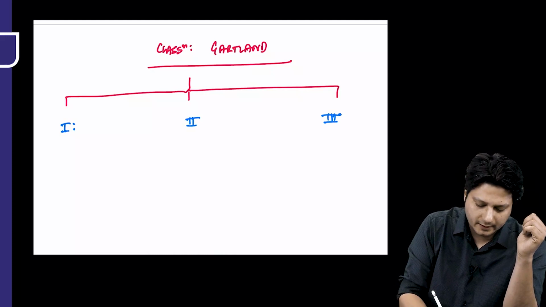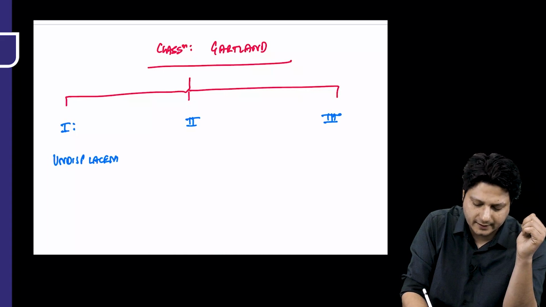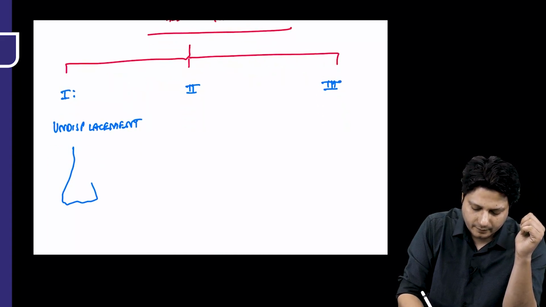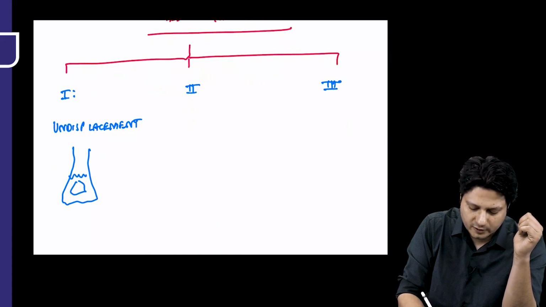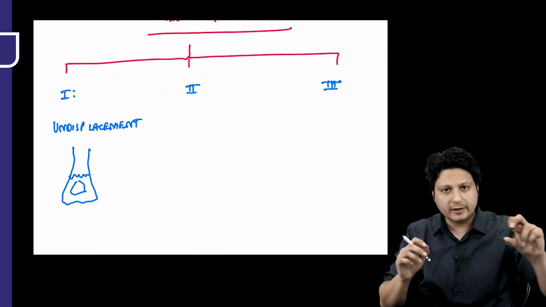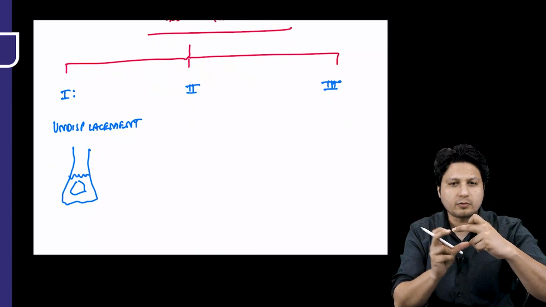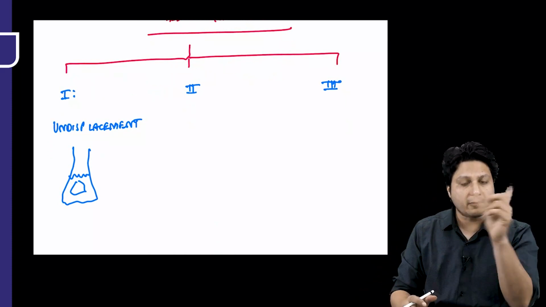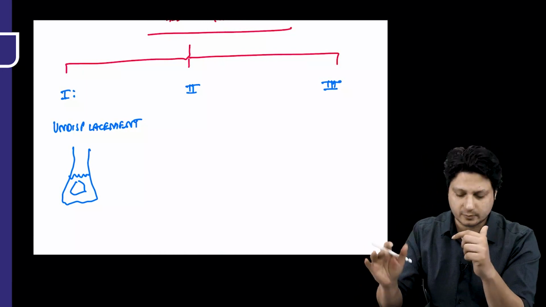Now type 1 is undisplaced. What do you mean by the term undisplaced? That there is no displacement at the fracture site, as simple as that. Imagine if this is the fracture site, there is no displacement at all. There is a complete fracture, but there is no displacement, no sort of any rotation. The two fragments are aligned as they were before the fracture. Alright, so that is undisplaced.